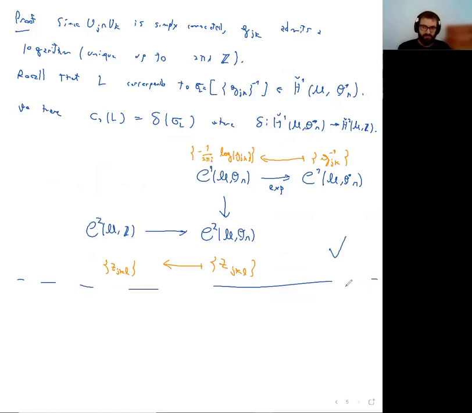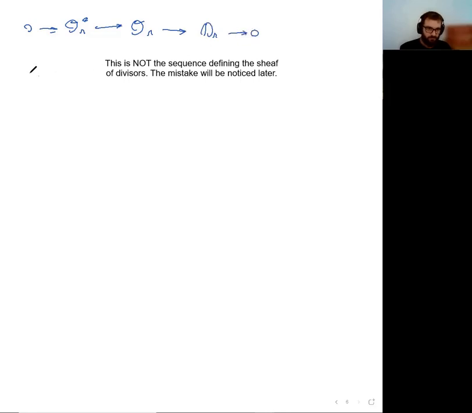Okay, so we can play with other exact sequences. We have another exact sequence, which is the one defining divisors. So we have 0, O_M star into O_M, just inclusion. And then here we take the quotient. This is the exact sequence defining divisors.